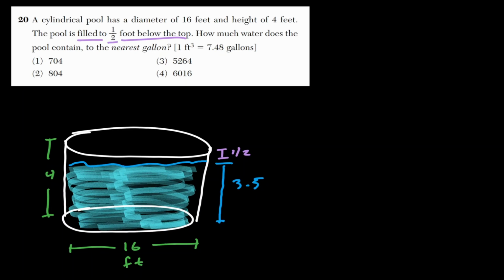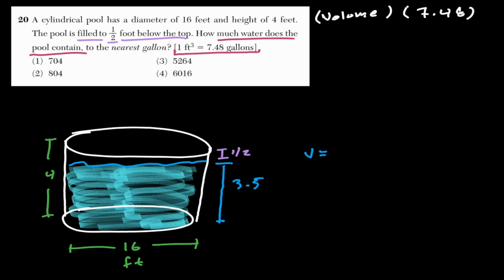And now the question asks, how much water does the pool contain to the nearest gallon? Well, notice that we are given a conversion. Every time we have 1 foot cubed, we're going to have 7.48 gallons. So the strategy here: let's find the volume that the water uses in this pool, and then let's multiply times 7.48. So let's do that. The volume, well, it is a cylinder, and the volume of a cylinder is pi r squared times the height.